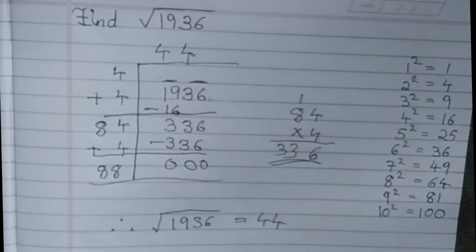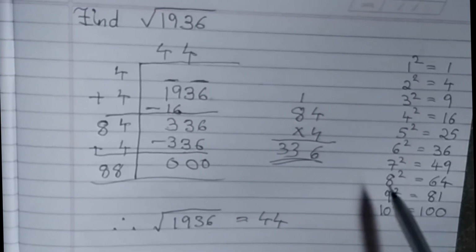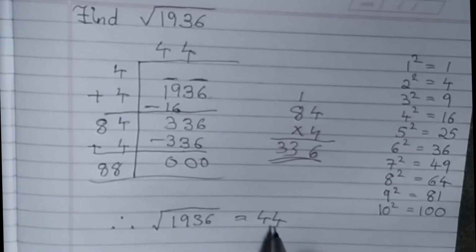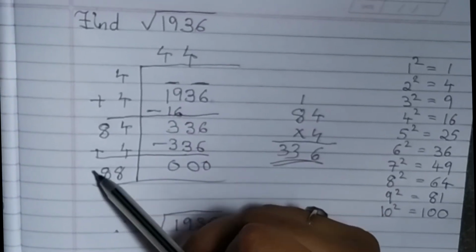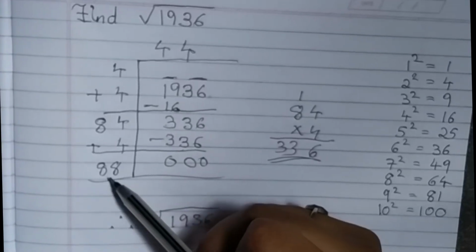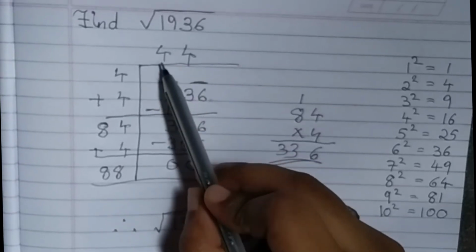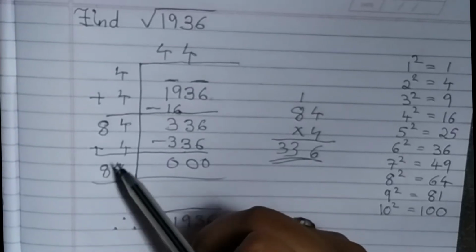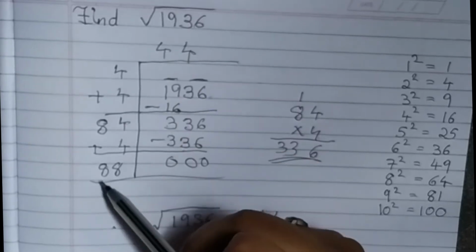Now there is one trick which you can use to check whether this is the correct answer or not. You can multiply and see, 44 into 44 we will get this number, right? 44 squared will be this answer. And whatever number we get here, we got 88, right? That will be double of the quotient we got, which is 44. So the double of 44 is 88, right? So 88 we are getting.